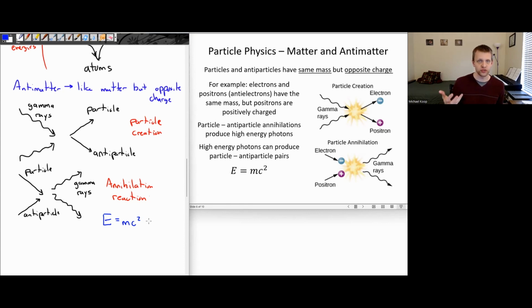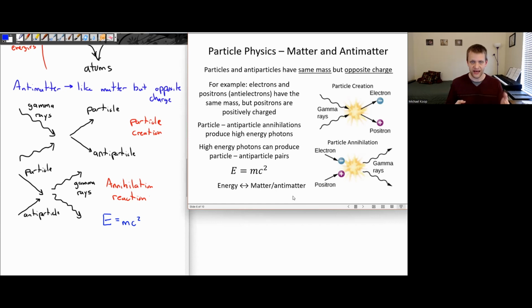So this E equals mc squared equation is going to come into play for both the particle creation and the particle annihilation reactions. And this is something that's going to be going on in the very early universe. So again, basically we can convert between energy and mass, these matter and antimatter pairs.